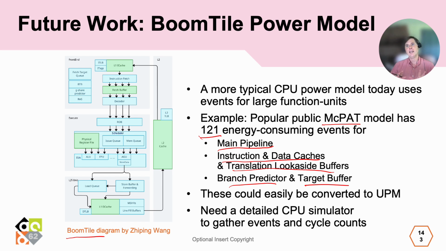So these could easily be converted into UPM. We could basically take the capacitances per event, translate them into a UPM IEEE 2416 model, and we'd be off predicting power at least at the same level of accuracy as McPAT. But again, in order to do that, you need to have this detailed CPU simulator to count the number of events for each one of those. And that's not necessarily a trivial task, and something that we did not have access to in trying to build the model here, which is one of the main reasons why we didn't include it in this tutorial.